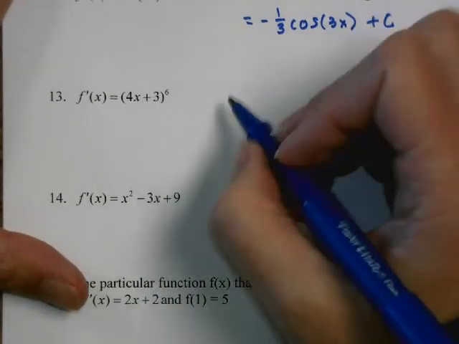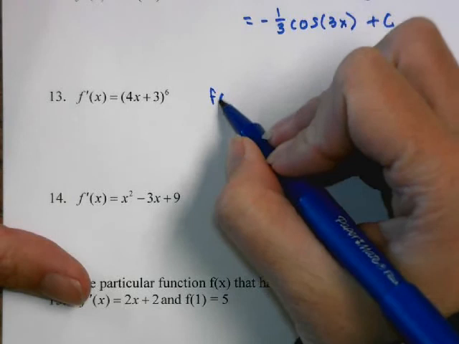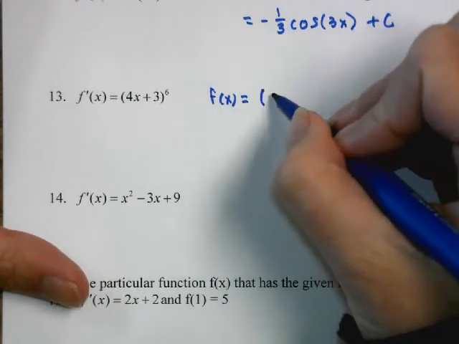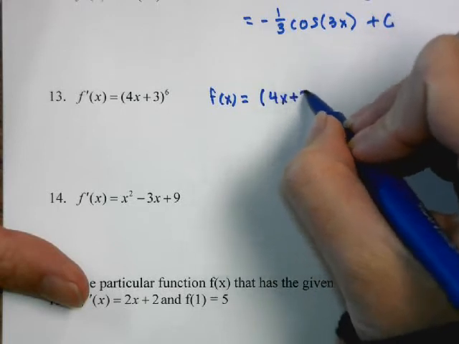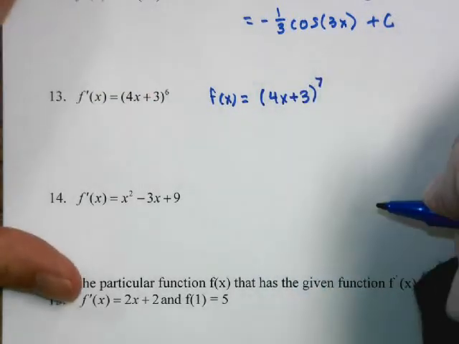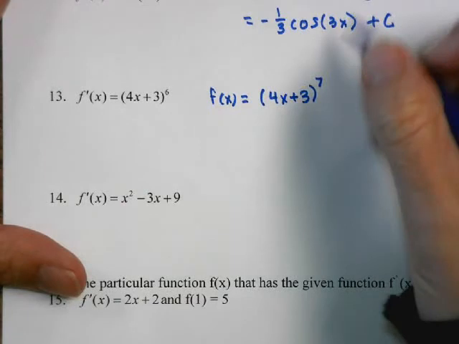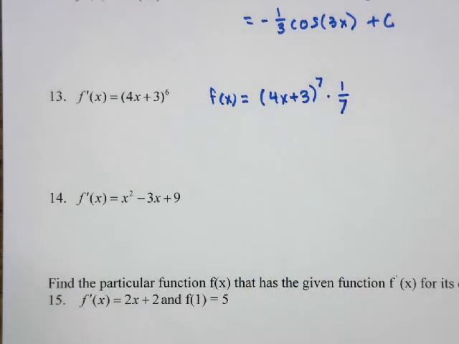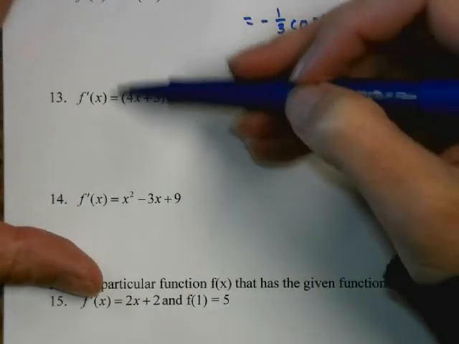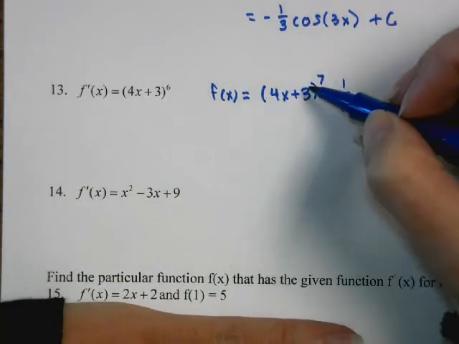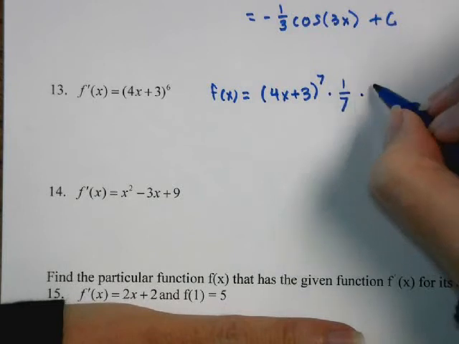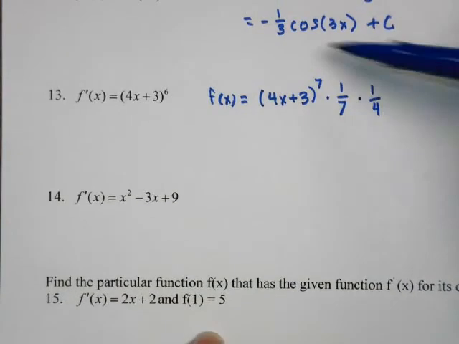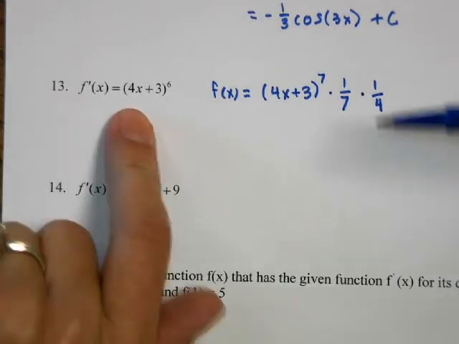Okay, similar thing here. So I'm just going to build from here. So I know we're going to have 4x plus 3. We're going to add 1 to the power, so that's 7. To undo that 7, I need to multiply by 1/7, because if I take the derivative, there's no coefficient here. But then I need to deal with this 4, so I'm also going to multiply by 1/4, because if I take this derivative, this is what I want as a result.